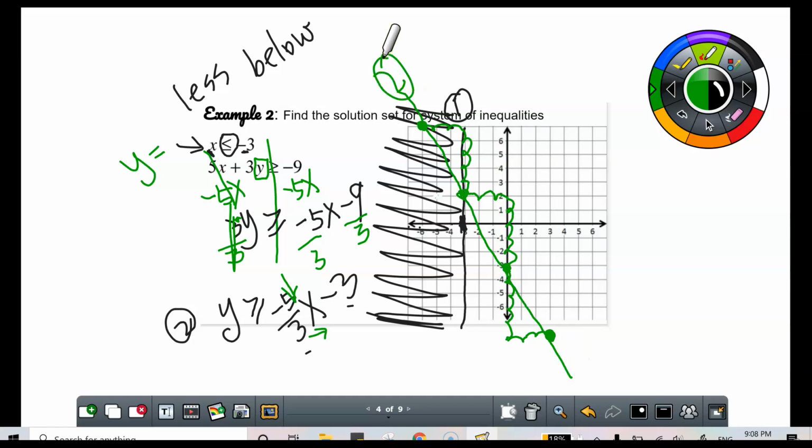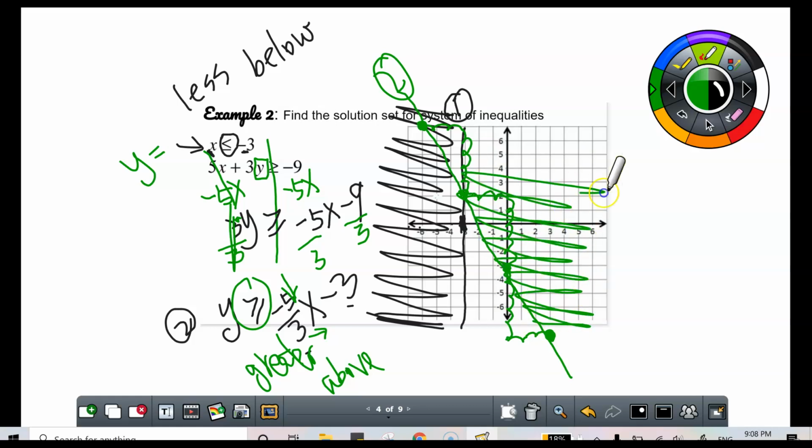Okay? And then we're going to shade the inequality symbol. Okay? The inequality symbol here is greater than. So for greater than, we're going to shade above the line. Okay? So this is a line. Here is on top of it. So we're going to shade above it, which is this area. And let's make it clear. That is my first line.